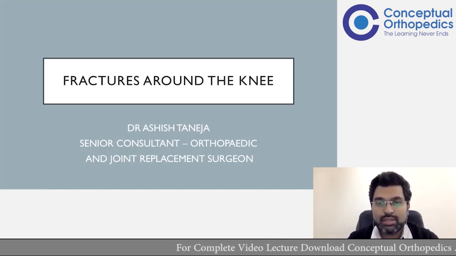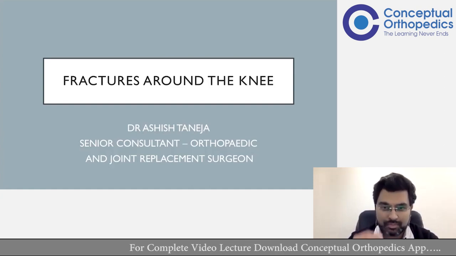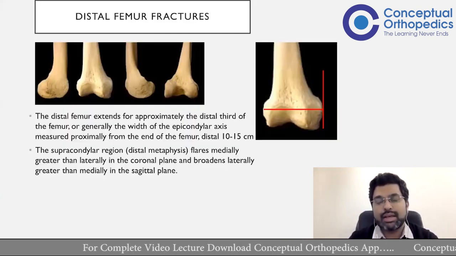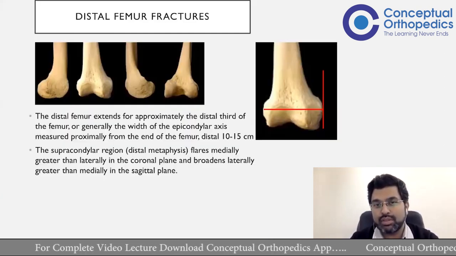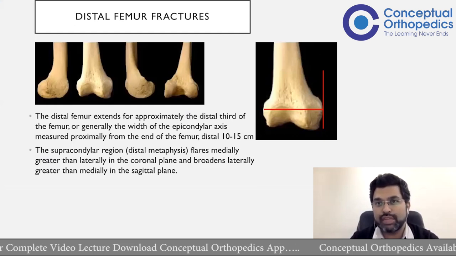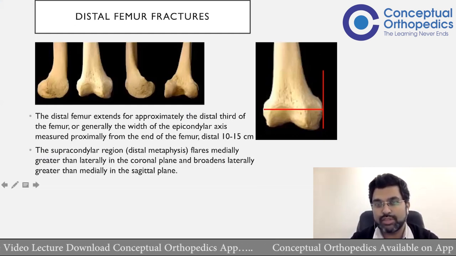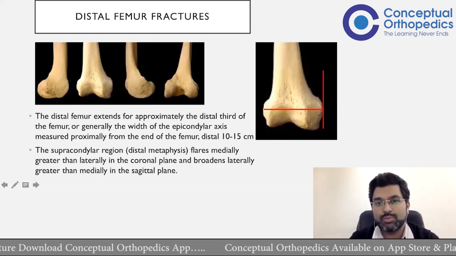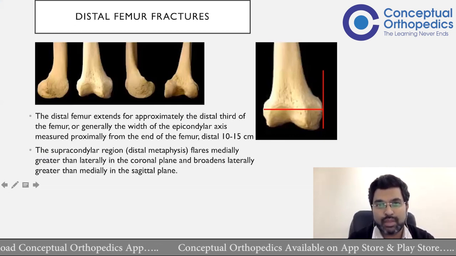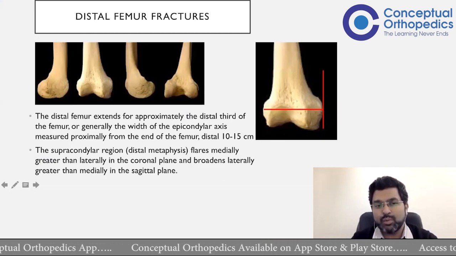Today we'll discuss fractures around the knee. As you know, the main fractures around the knee could be distal femur fractures or proximal tibia fractures. So we'll discuss both of them one by one. Some anatomy to begin with.